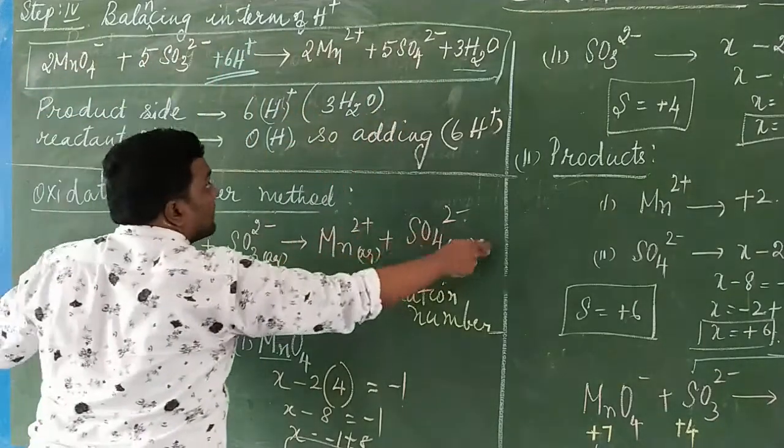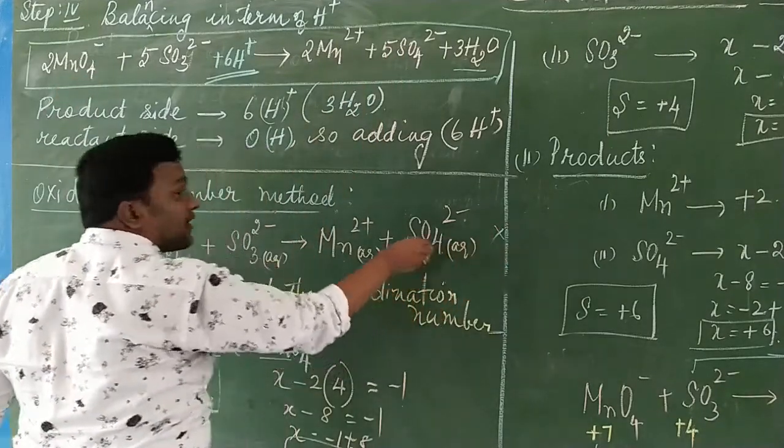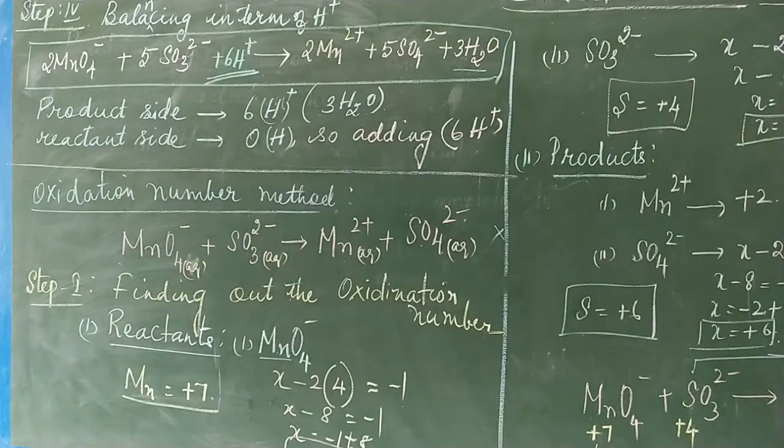In the reaction, this is correct. This is wrong. So in the equation, the balance by the oxidation number method, I brought it here like this. Is it clear? So this is the oxidation number method. Now we pass on to the next one, that is the ion-electron half reaction method.